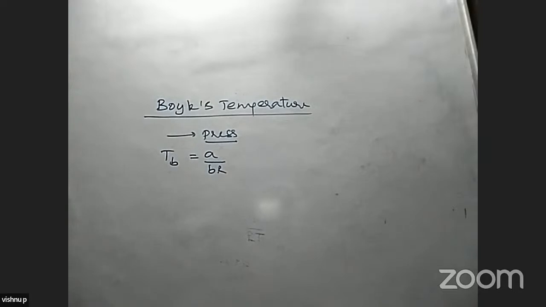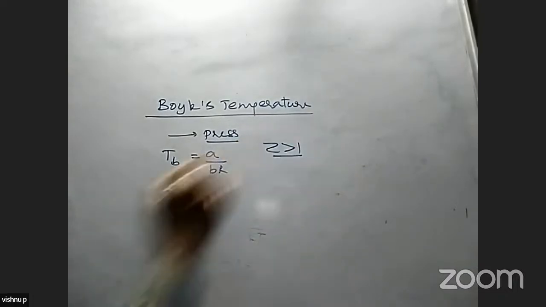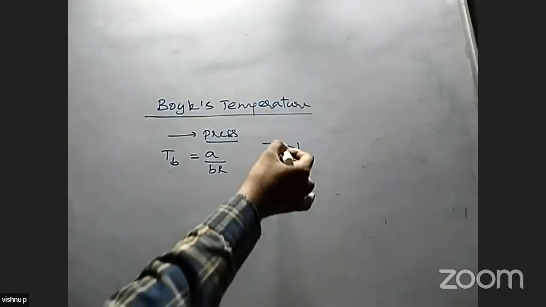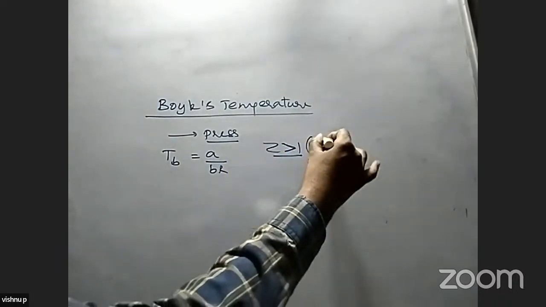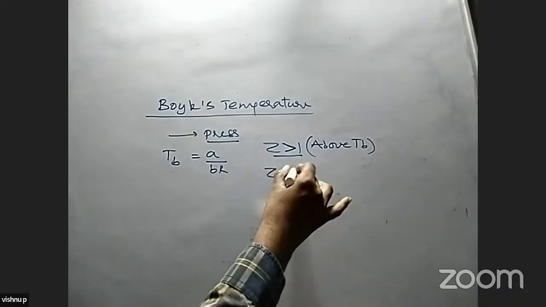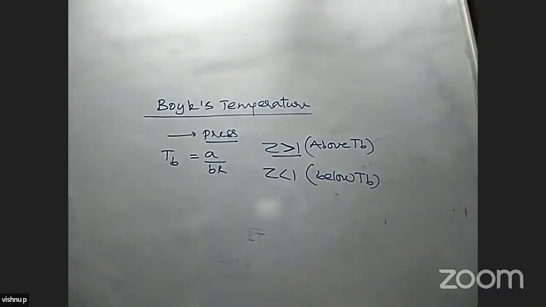Real gases show Z is greater than 1. What does it indicate? Above Boyle's temperature, real gases show Z is greater than 1. Below Boyle's temperature, Z is less than 1. What does it indicate? Below Boyle's temperature, real gases show Z is less than 1.